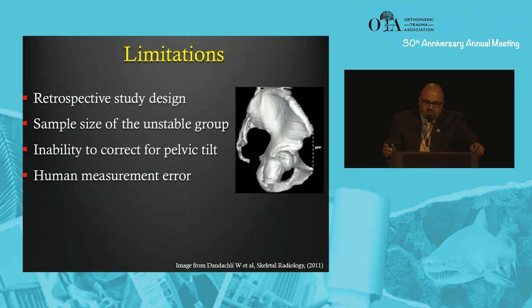So there's a number of limitations to this study. It's got all the inherent limitations of a retrospective study. The sample size was relatively small in the unstable group. We couldn't account for pelvic tilt in regards to version calculations, and there's some data suggesting that pelvic tilt does matter when you're making the version calculations. And then there's always the issue of human measurement error.